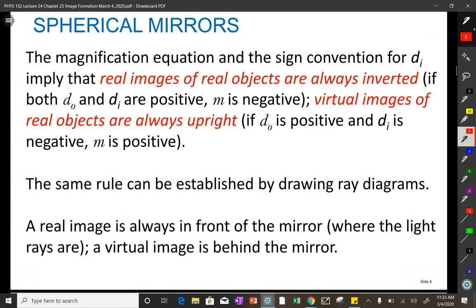Okay, so for spherical mirrors, real images of real objects are always inverted. If you form an image, it's going to be inverted. I would have shown you that on the previous thing, but it didn't work out. Virtual images are always upright.